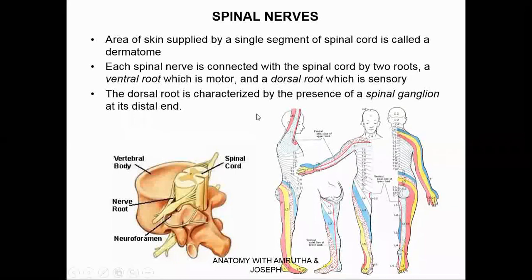Now let's see the spinal nerves. So I have taken a class on spinal nerve on the previous session. So please go through that.